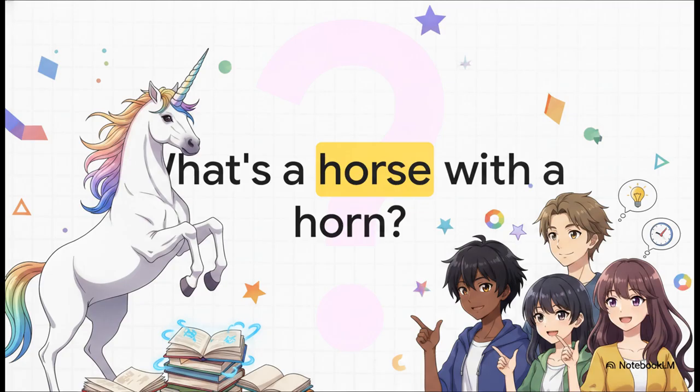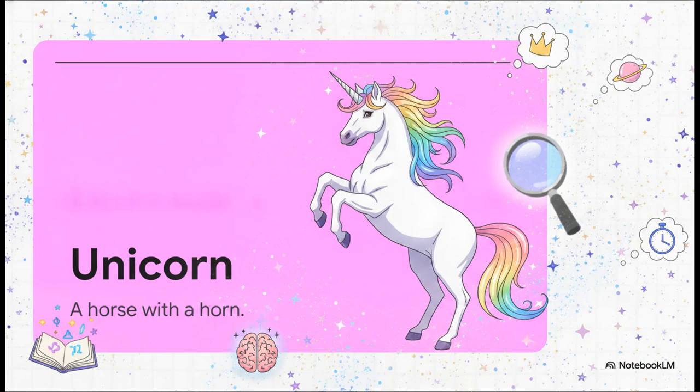Here's your first prompt. What's a horse with a horn? The word "recording" pops up, and you instantly say, "unicorn." Boom. That's it, just one word. No need to say, "A horse with a horn is called a unicorn." You just say, "unicorn." Next.